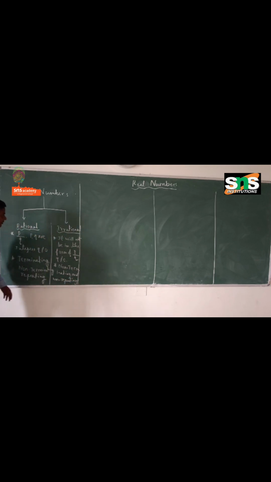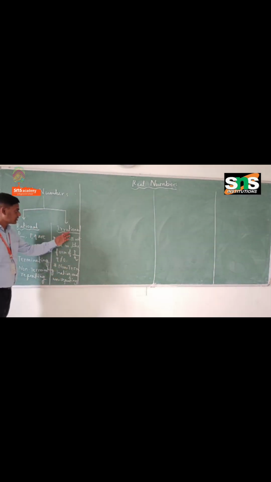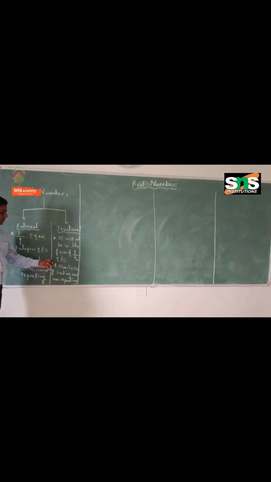So if the number is satisfying the condition of non-terminating and non-repeating, then we can say it is an irrational number. And if it is a rational number, it should be in the form of terminating or non-terminating repeating. So first we'll see what is meant by terminating.